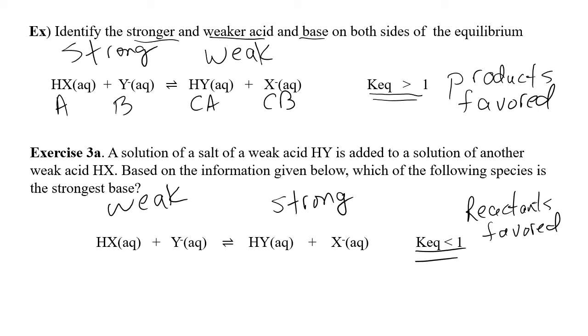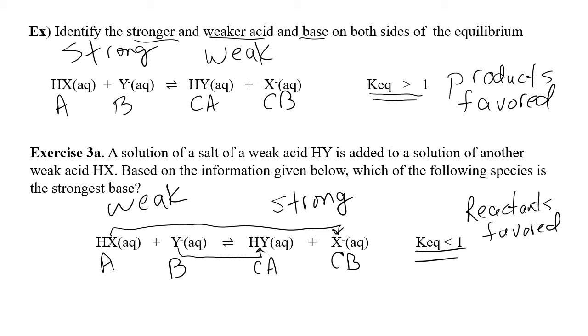Let's identify the acid and base on both sides. HX is your acid. Do you see how it has lost a proton, making X minus its conjugate base? And Y minus has gained a proton, making it the base. And we know then that HY is its conjugate acid.